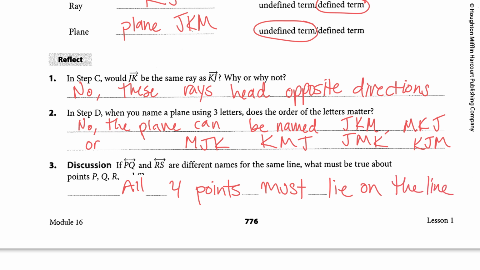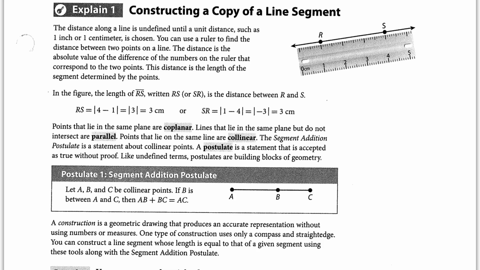They don't have to be the same 4 points, but all 4 of the points have to be on the line. The distance along a line is undefined until a unit distance, such as 1 inch or 1 centimeter, is chosen. You can use a ruler to find the distance between 2 points on a line. The distance is the absolute value of the difference of the numbers on the ruler that correspond to the 2 points. This distance is the length of the segment determined by the points.